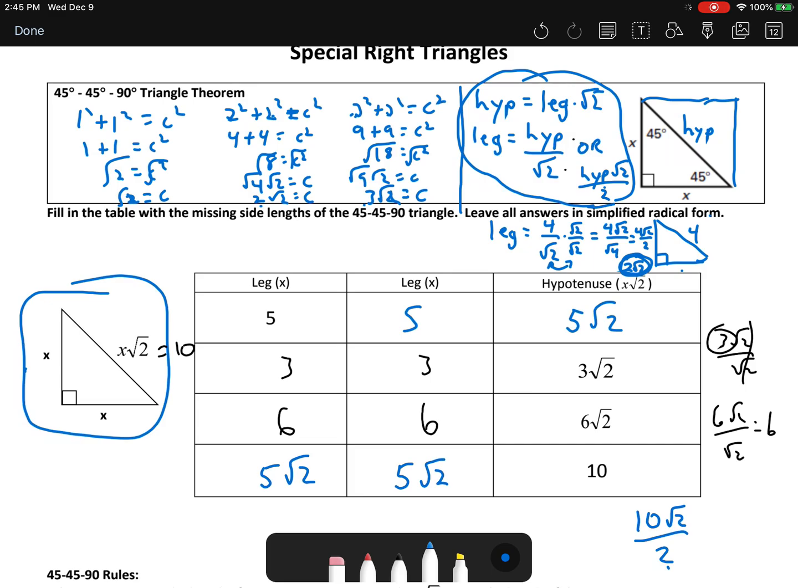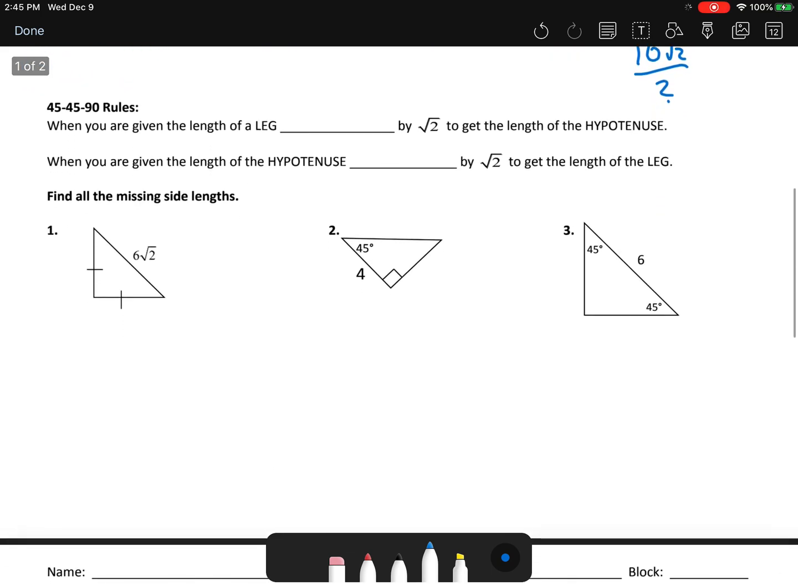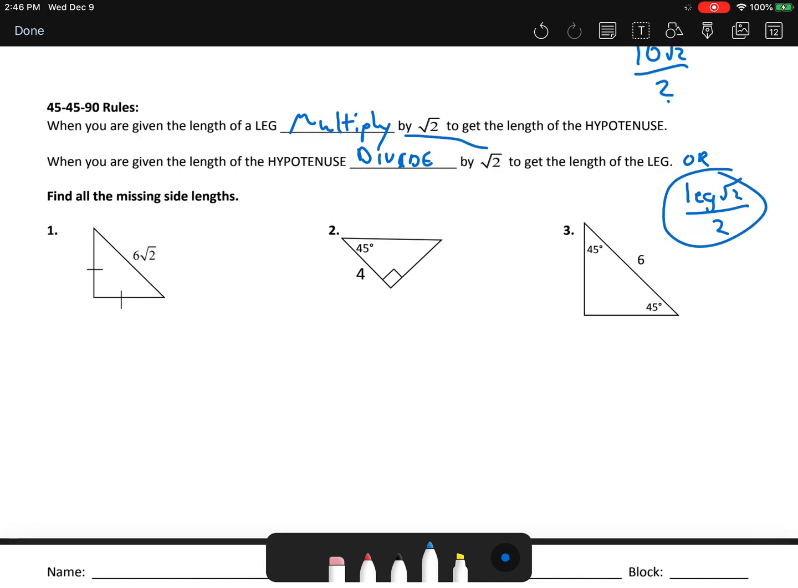Okay, pause that, replay it, and see if you can find those patterns. So here are our rules. When you are given the length of a leg, multiply by radical 2. When you're given the hypotenuse, divide by radical 2 to get the length of the leg. Or we're going to add this. Take the leg times radical 2 divided by 2. You could also do that. Sometimes this is better than this, but sometimes this one's better than this.